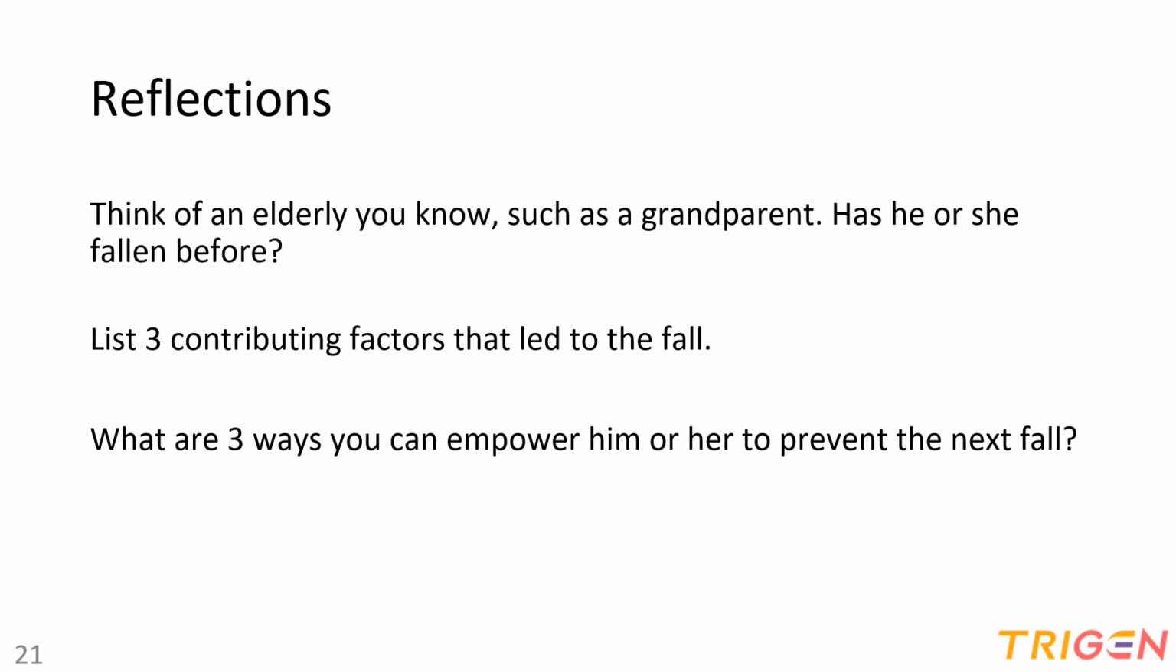How can we apply what we have learned in this module to the community around us? Let's start from the people closest to us. Think of an elderly you know, such as your grandfather or grandmother. Has he or she fallen before? Identify 3 contributing factors that led to the fall. Remember, these factors can be either intrinsic factors or extrinsic factors. Next, what are 3 ways you can empower him or her to prevent the next fall? Discuss your answer with your facilitator.